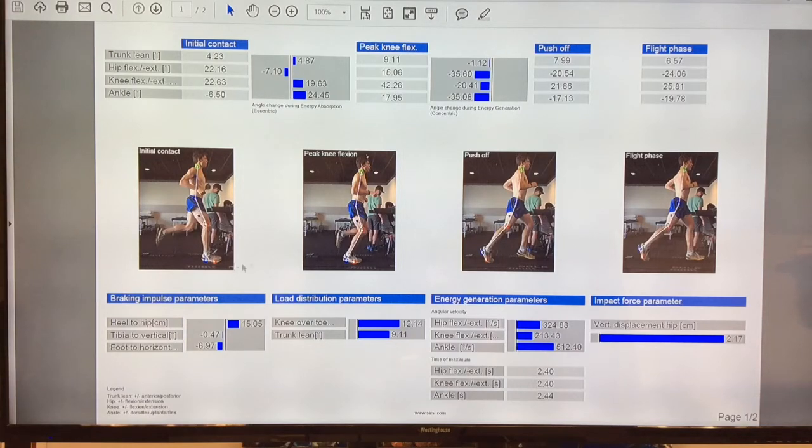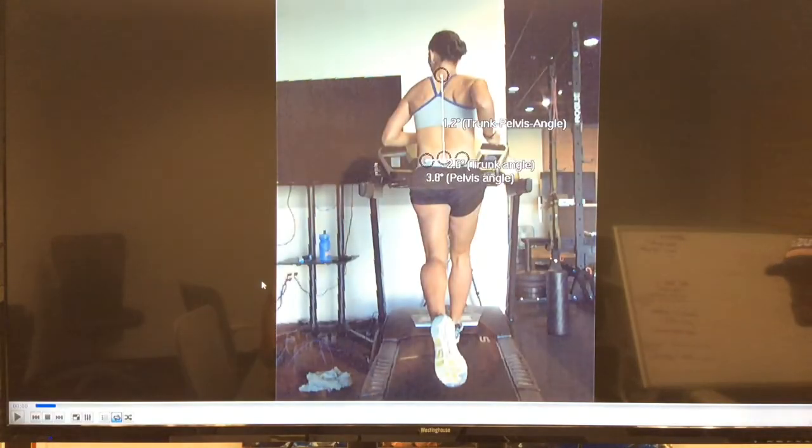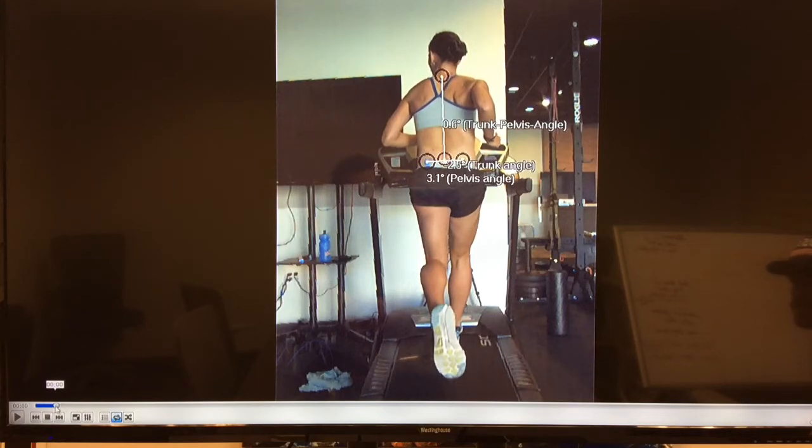Now, if we're looking at a posterior view, there's a couple other things that we like to look at. I'm going to pull in a video here. Posterior view, most specifically, we're paying attention to pelvis angle and trunk angle. So this runner, when she is in right stance, we'll pull through here.